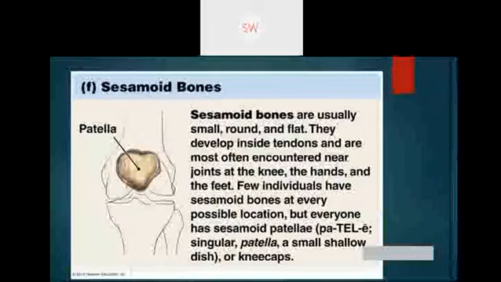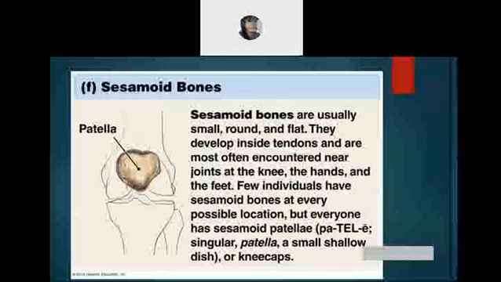Okay. Next is sesamoid bones. They are usually small. They are usually small and round in shape, and they are also flat. The appearance of sesamoid bones is round, small, and flat. They develop inside tendons and are most often encountered near the joints, at the knee, the hands, and the feet.